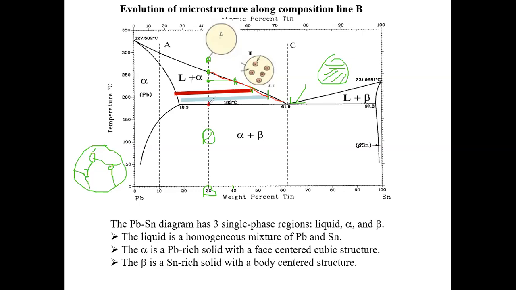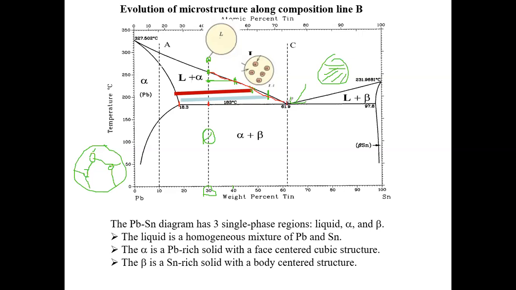So now let's keep on lowering the temperature until we reach here. At this temperature, which is 133.1 degrees, just a little bit higher, but from the diagram it's the same. What is the composition of the solid, of the alpha phase? 18.3, 18%. Now the following question is very, very important. What is the composition of the liquid phase? 61.9.